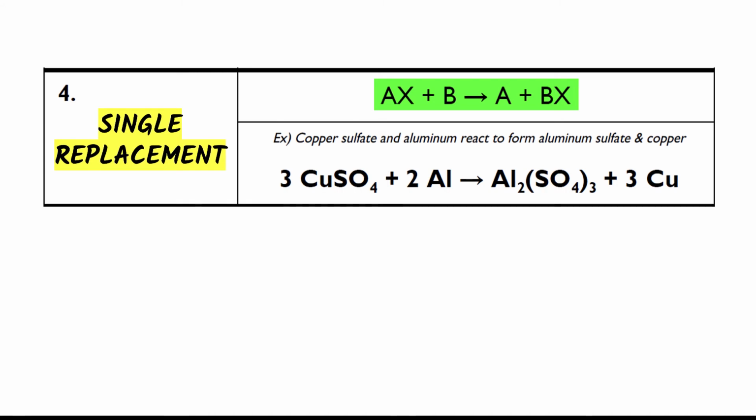Here's an example of a single replacement reaction. Copper sulfate and aluminum react to form aluminum sulfate and copper. So in this example, notice in the general formula, there is one element that is starting by itself. In this case, aluminum. It is not in a compound. There is one element that is ending by itself, in this case, copper. And copper and aluminum are switching places with each other. Copper starts off in a compound with sulfate. Aluminum ends up in a compound with sulfate.